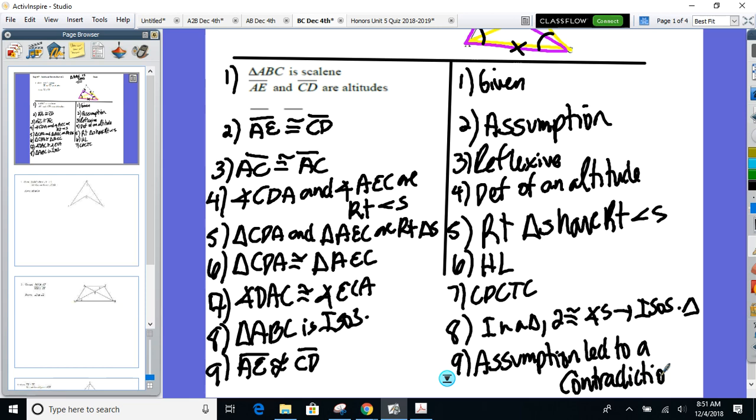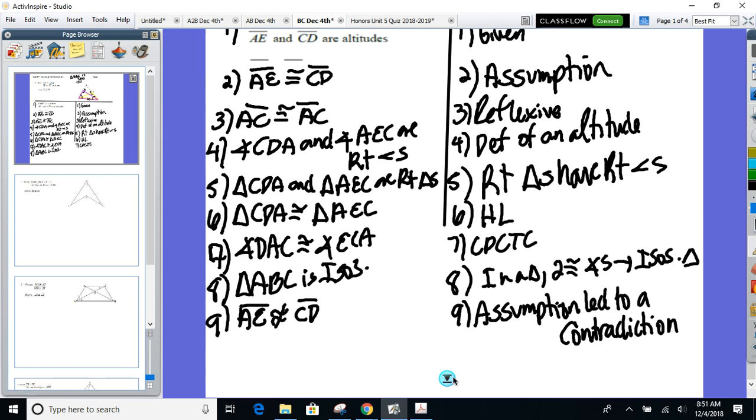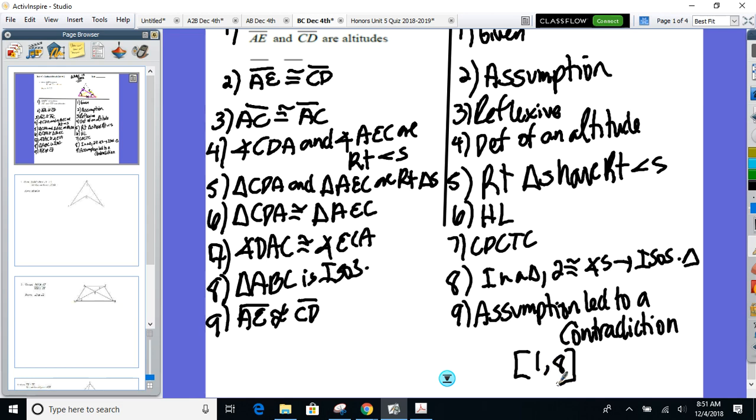And what lines is that contradiction in? Remember, it's never your proven line. If you wrote the givens in 1, it's in 1. If you wrote the givens in 2, it would be 2 and 8. Scalene and isosceles are the contradictions.